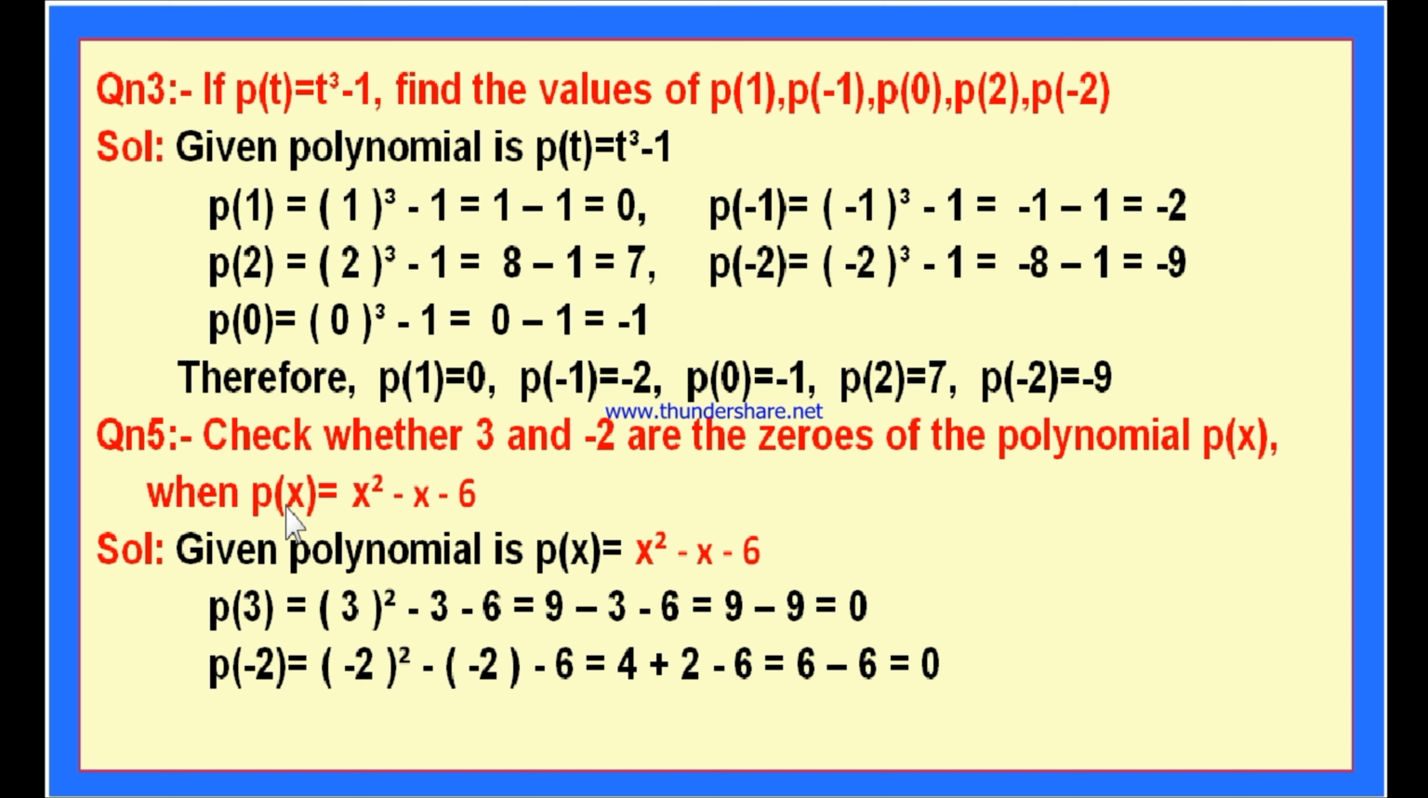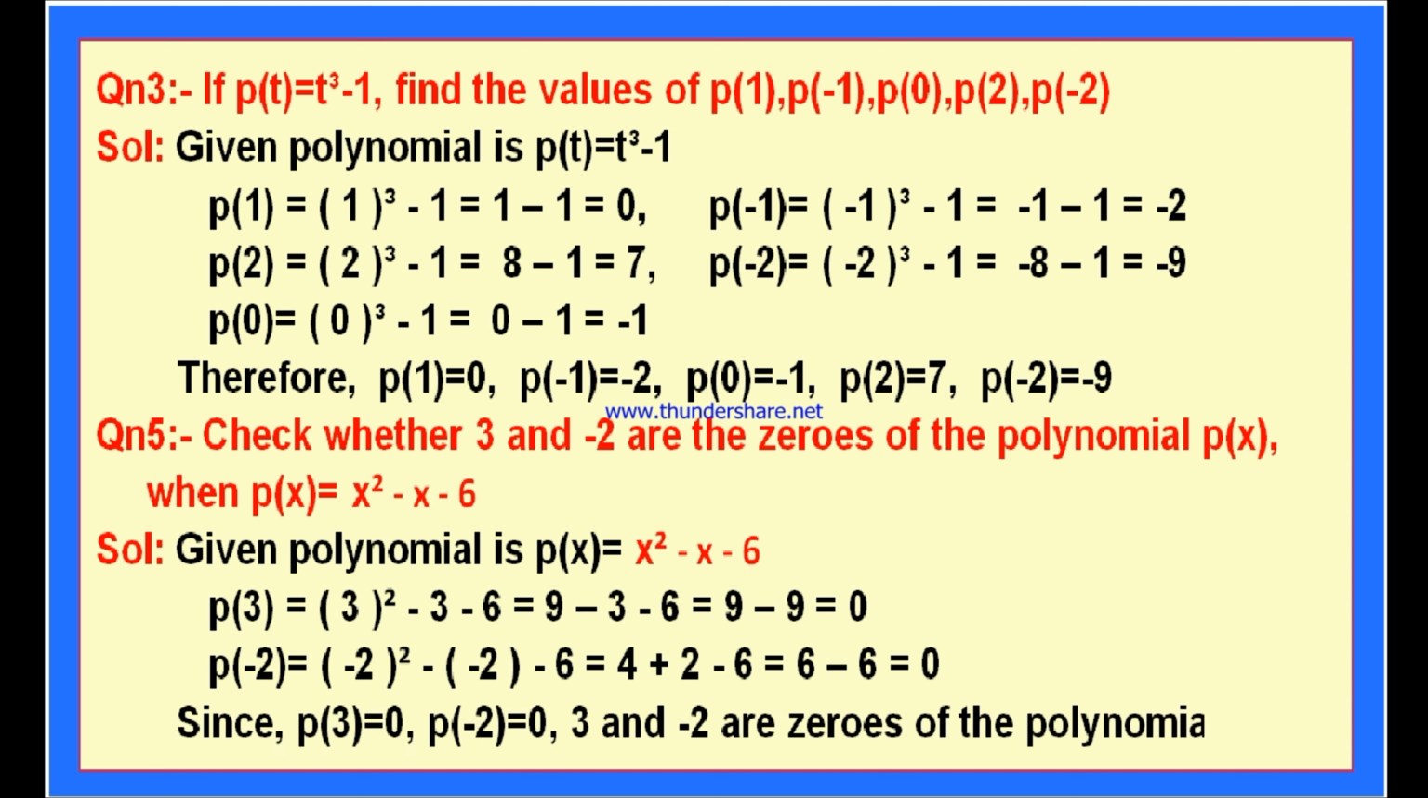Therefore, in the place of variable x, if we substitute 3 and minus 2, we get the value of the polynomial as 0 in both cases. Since the value of the polynomial is 0 for these two values, these values are called zeros of the polynomial. Since p of 3 is equal to 0 and p of minus 2 is equal to 0, 3 and minus 2 are zeros of the polynomial. By this, we conclude exercise 3.1.